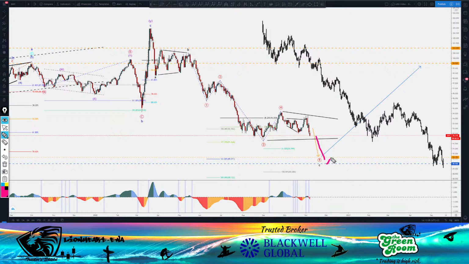What I would be expecting is an ABC in an inverted head and shoulders right here, but capped at some important, crucial fibs. This is a daily chart, and we have a lot of things to actually work with. But again, if you guys like what you see, shoot me a quick message.